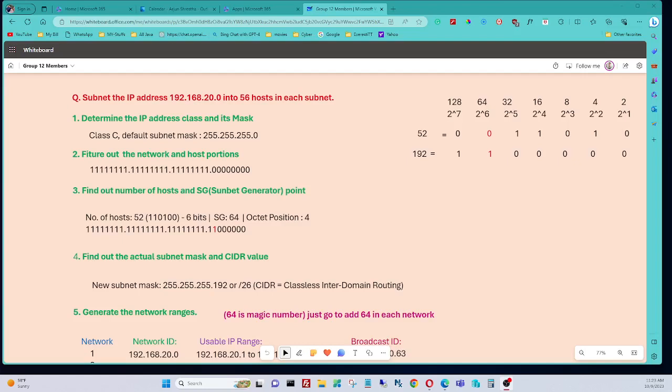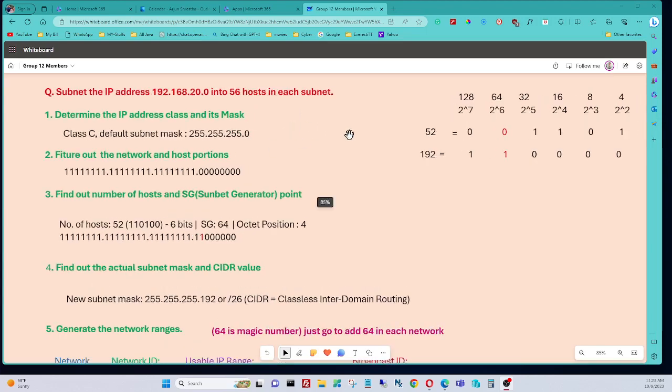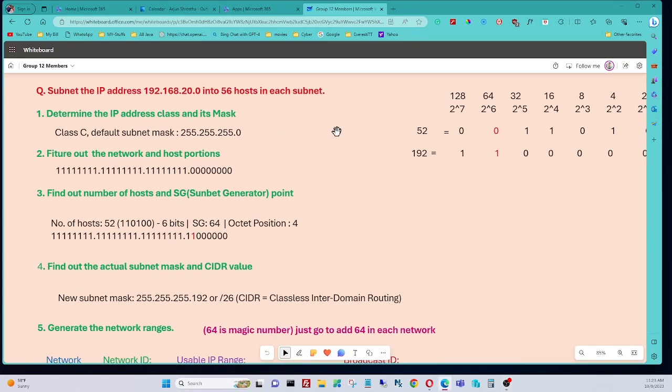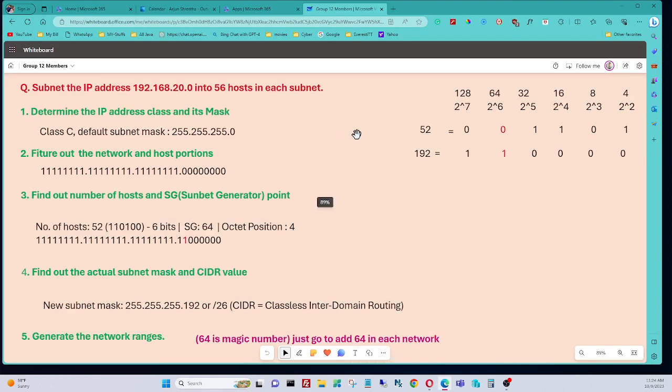Okay, so today I'm going to explain subnetting, how to do that, how to calculate it. These things are very hard sometimes if you don't understand how it works. So that's why I'm going to explain what I learned.